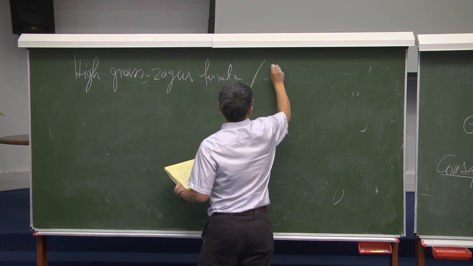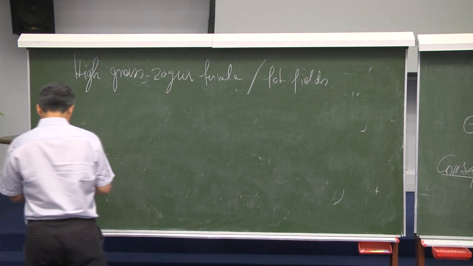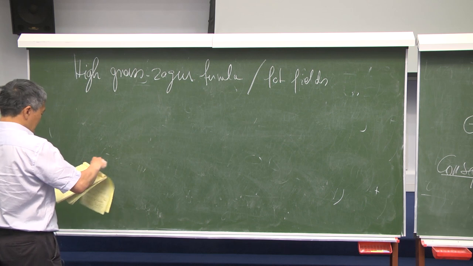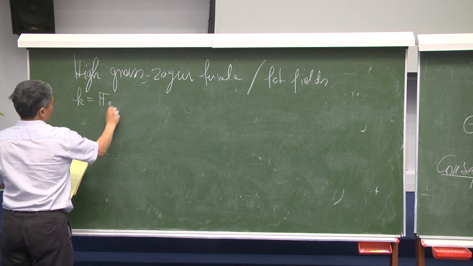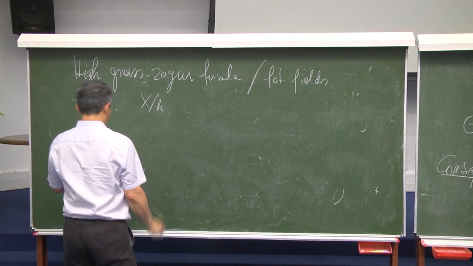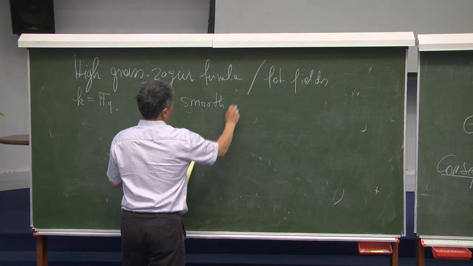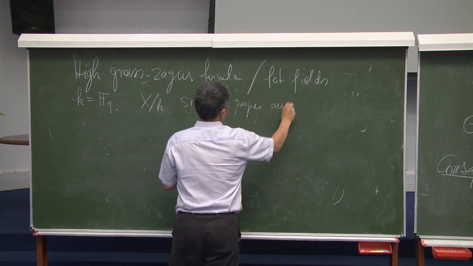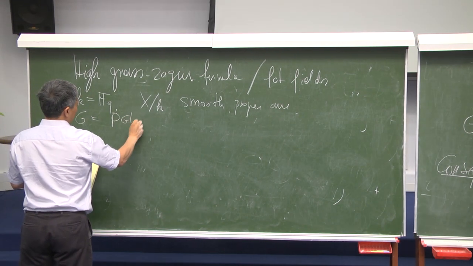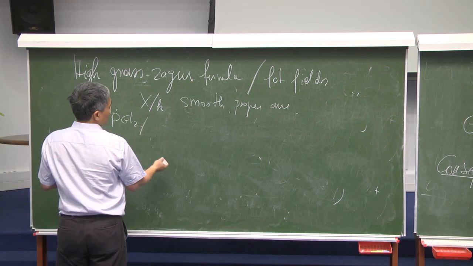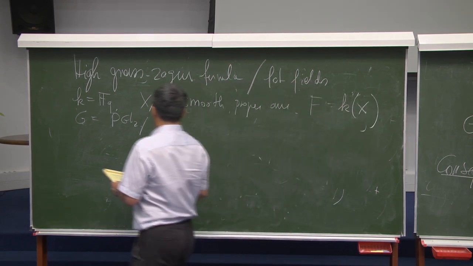Of a function field. So the setting will be interesting. K is a finite field, and X over K is a smooth proper curve. And G, for simplicity, is PGL2, over, let's write F to be K(X), the function field of X.